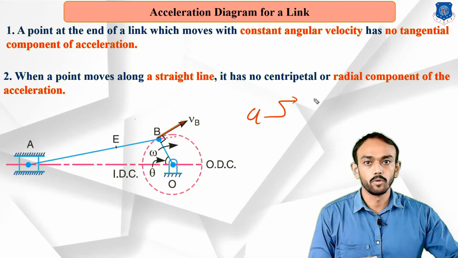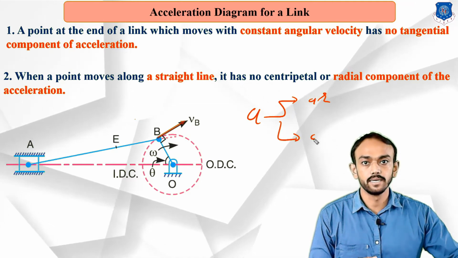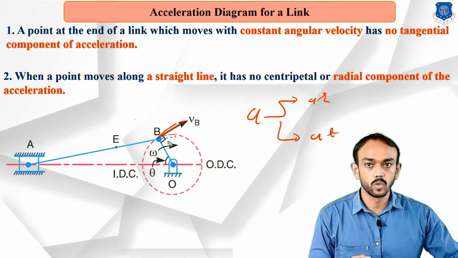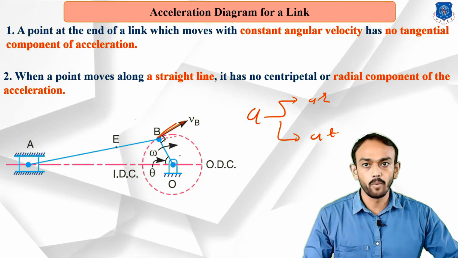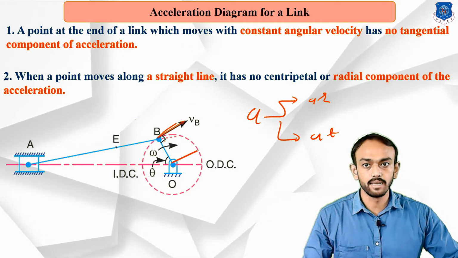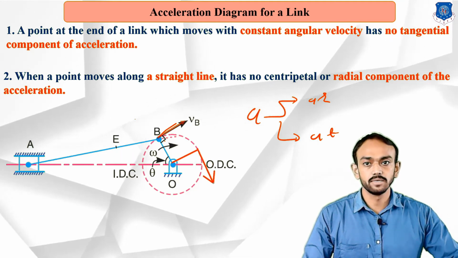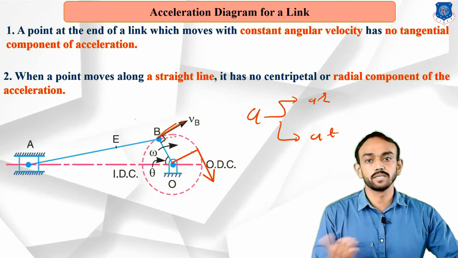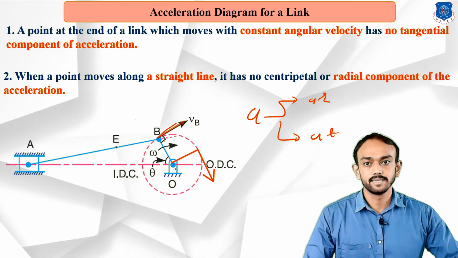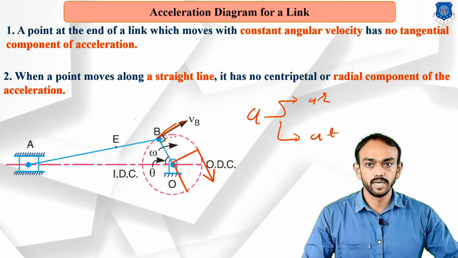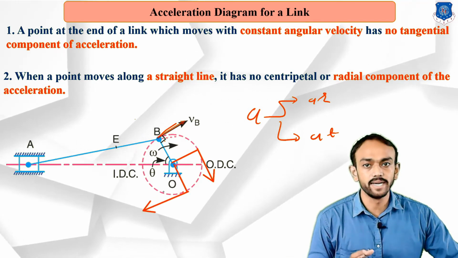Acceleration has two components, radial and tangential. But this crank is rotating, so at every point its direction changes. In this position the velocity will be in this direction, and the direction of acceleration in this direction. Let's check: if the crank position changes, the direction of velocity is changing at every point.